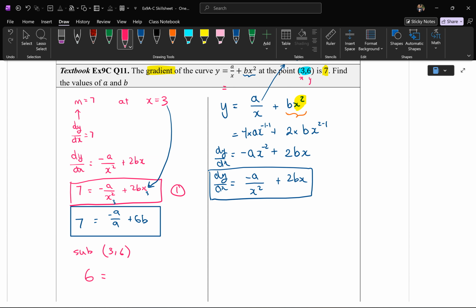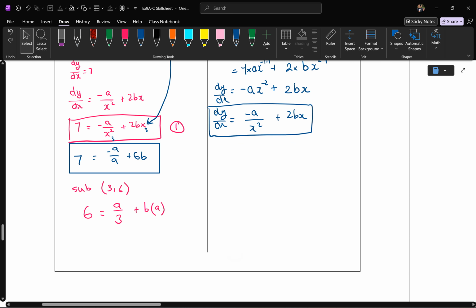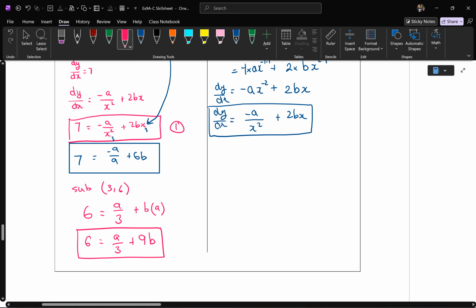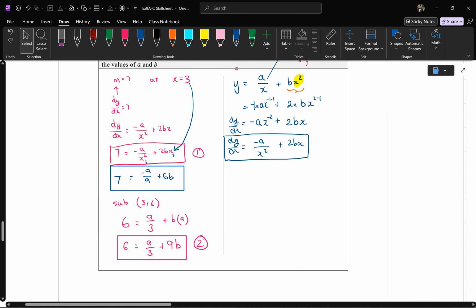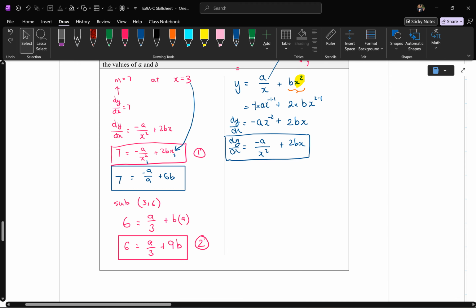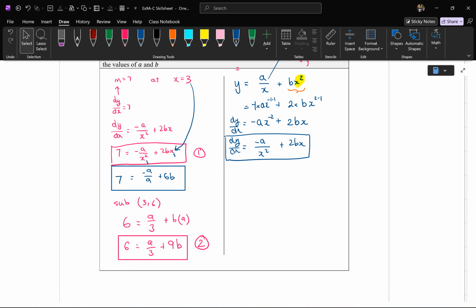You should get 6 is equal to a over 3 plus b times 9, because it's 3 squared. And we simplify that, that becomes 6 equals a over 3 plus 9b, and that's your second equation. Okay, and that was the only bit that I find students generally miss. And then once you get those two, it's just now back to your algebra. How good is your algebra to solve that? Can you solve it when there's fractions?